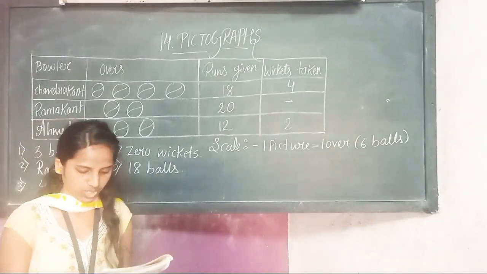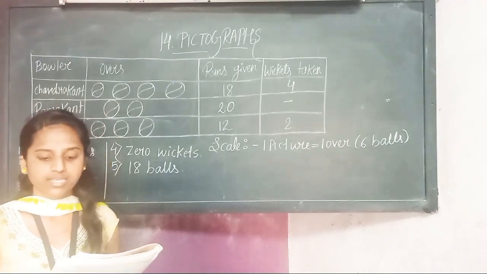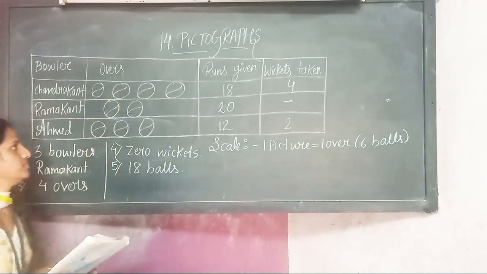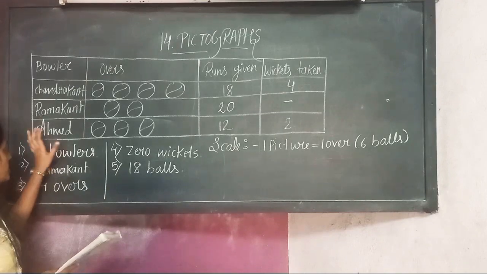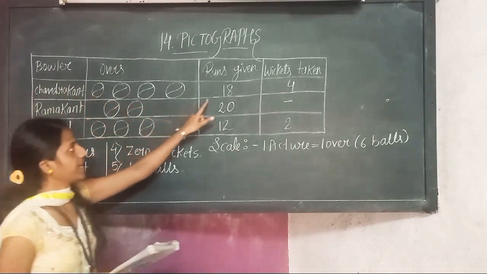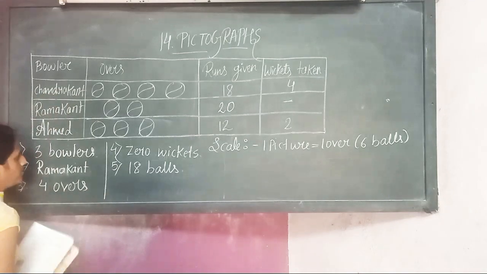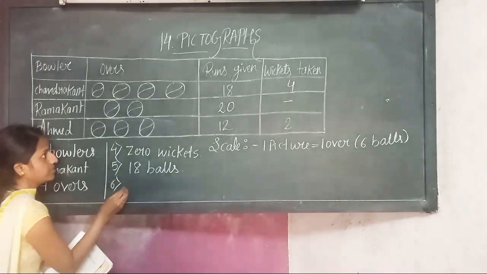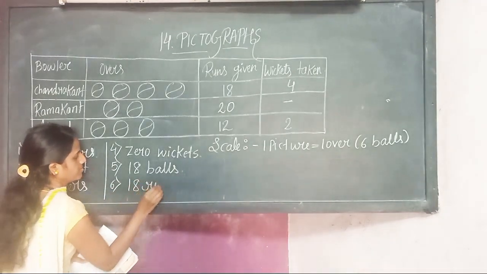Now let's see the next question. How many runs did Chandrakant give? How many runs are given by Chandrakant? Here the runs are 18. So write down: Chandrakant had given 18 runs.